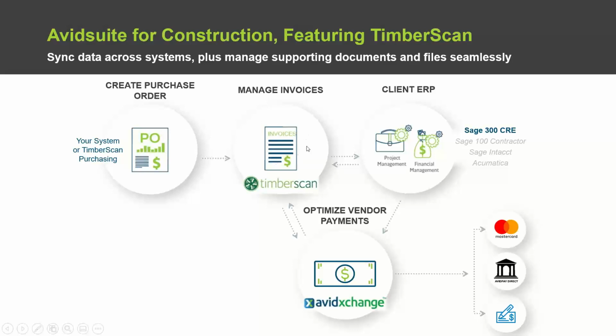Once the workflow process of sending the invoice off to the approver is done and the approvals have been completed, that information gets transmitted to your ERP. In this case, we're referring to Sage 300 CRE. But it's also important to note that there's a version of TimberScan, which we refer to as TimberScan Titanium, that is available for other applications such as Sage 100 and Sage Intacct.